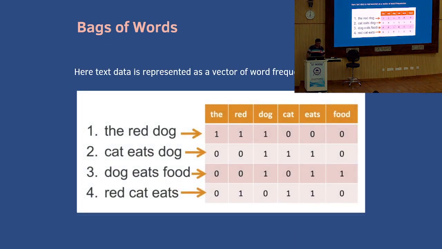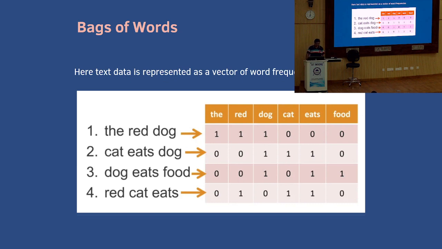So now the first one is bag of words. It is a very basic algorithm. Here text data is represented as a vector of word frequencies. Let's say we have 4 sentences: the red dog, cat eats dog, eats food, red cat eats. So these are the sentences. Now we have to find the unique tokens from them. The unique tokens are the, red, dog, cat, eats, food. The columns here represent the unique tokens present in all the sentences.